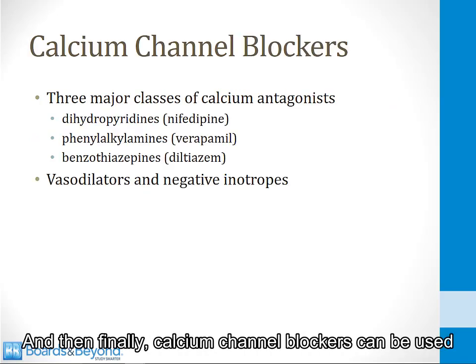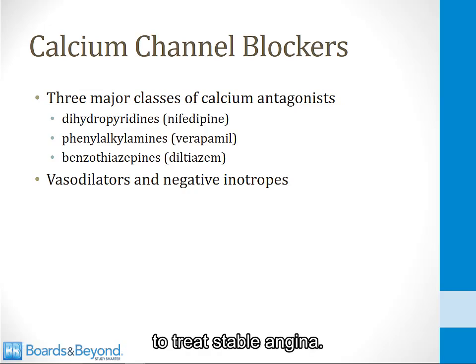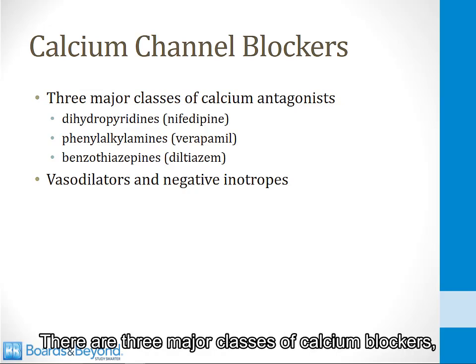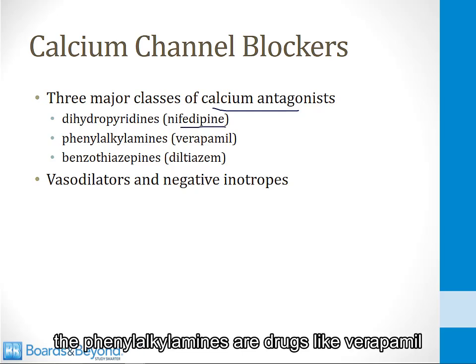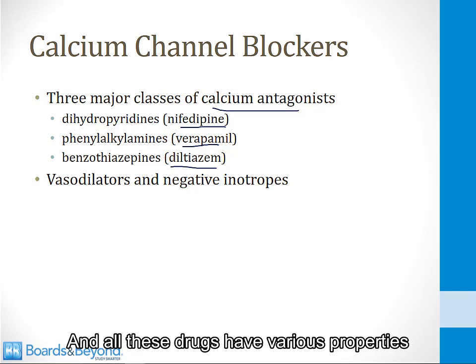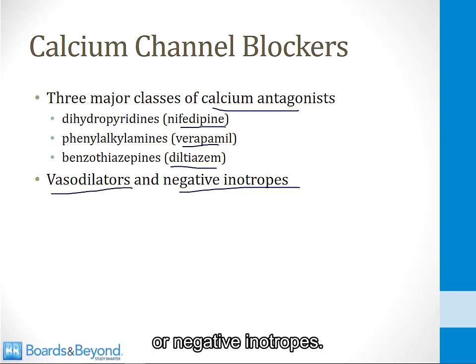And then finally, calcium channel blockers can be used to treat stable angina. There are three major classes of calcium blockers. The dihydropyridines are drugs like nifedipine, the phenylalkylamines are drugs like verapamil, and the benzothiazepines are drugs like diltiazem. And all of these drugs have various properties that are either vasodilators or negative inotropes.